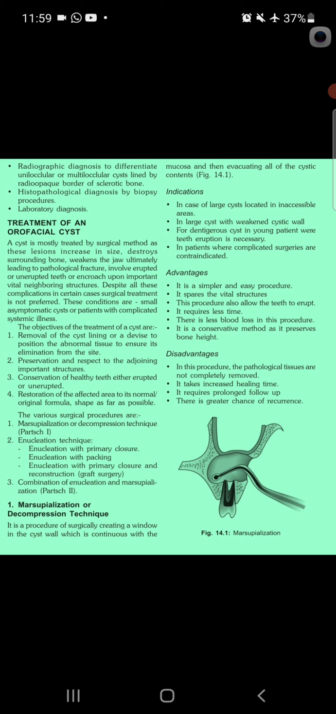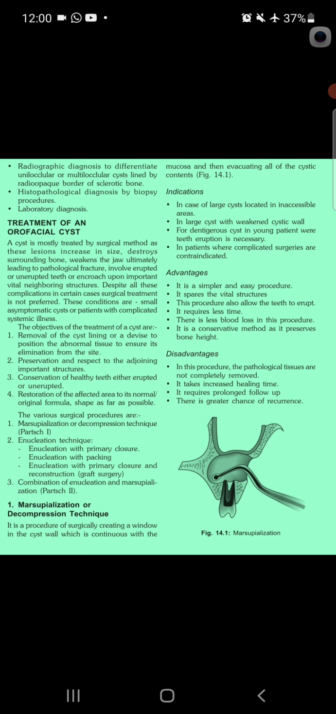The objectives of the treatment of a cyst are four. Number one, the removal of the cyst lining or abnormal tissue to ensure its elimination from the site. Second, preservation of and respect for the adjoining important structures. Third, conservation of healthy teeth, either erupted or unerupted. Fourth is the restoration of the affected area to its normal or original form and shape as far as possible. Now, after the objectives, the various surgical procedures in treatment are of three types.